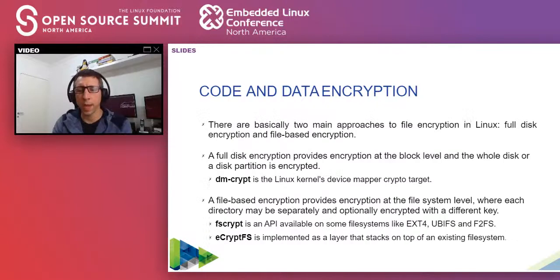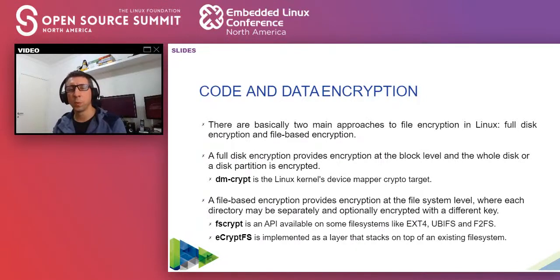Right. And what we have to work with encryption on Linux, basically, we could use two approaches. We could do a full disk encryption, or we could use a file-based encryption. With full disk encryption, we basically have a device mapper module called dm-crypt. Basically, this module stands on top of the block device. So every access to the block device would go to the dm-crypt module that will do runtime encryption and decryption of the block device.